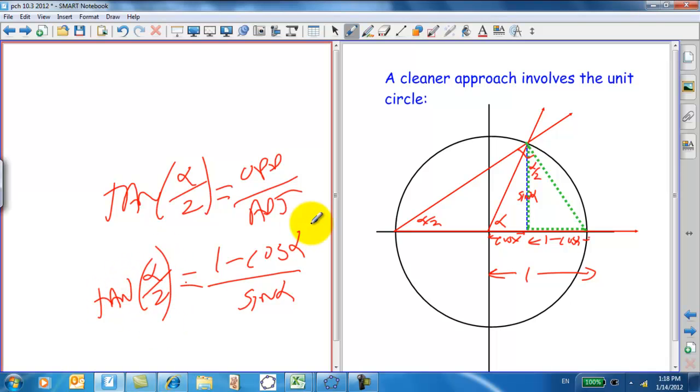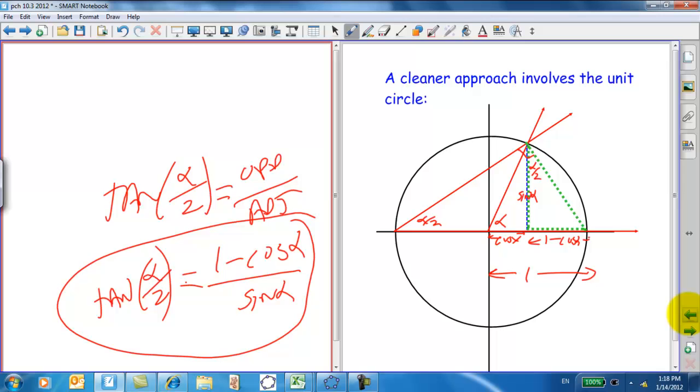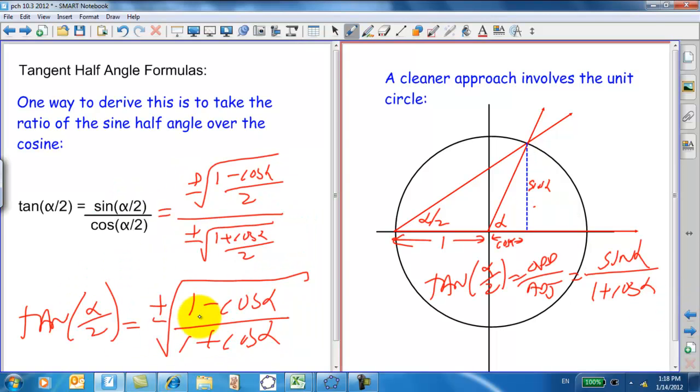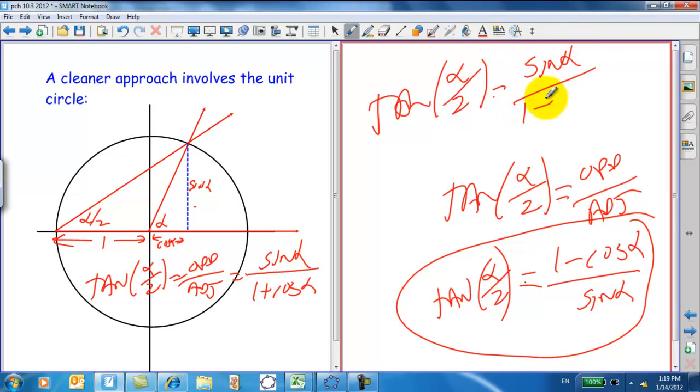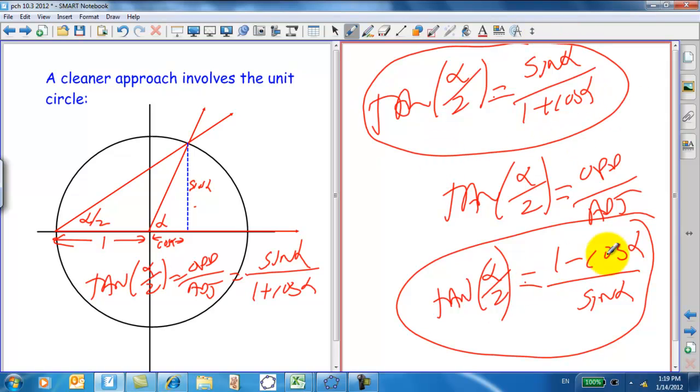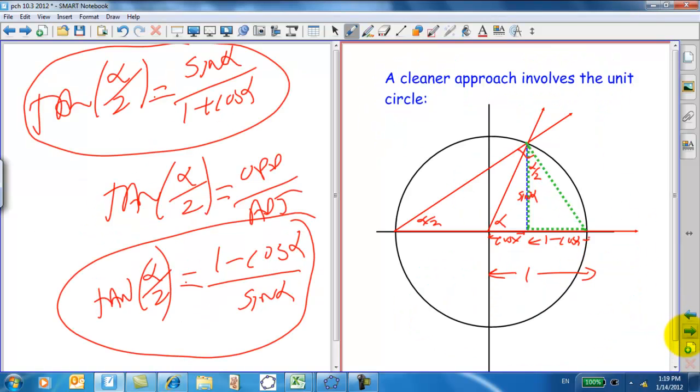Here's another nice version of that. So 2 forms, actually 3 altogether. This one. Let's put them together here. So tan of alpha over 2 equals sine alpha over 1 plus cosine alpha, or it equals 1 minus cosine alpha over sine alpha. Notice when you set these two equal and you cross multiply, you get that sine cosine Pythagorean relationship.